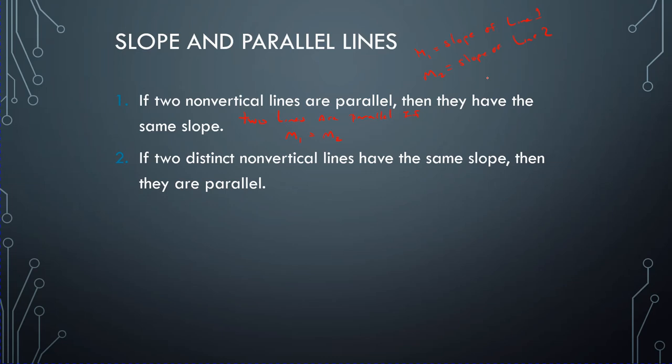And then the reverse is also true. If two distinct non-vertical lines have the same slope, then they are parallel. So if you look at two lines and their slopes are the same, they're parallel. I reference non-vertical lines here because of vertical lines, as a kind of tangent, or number 3 here: two vertical lines are parallel.